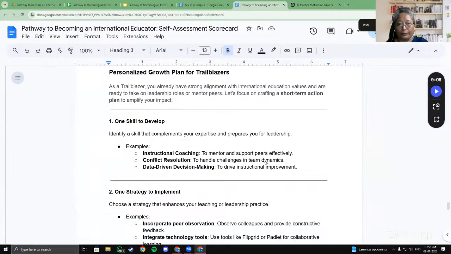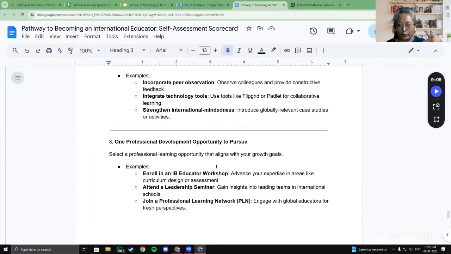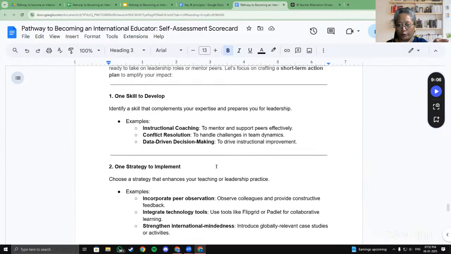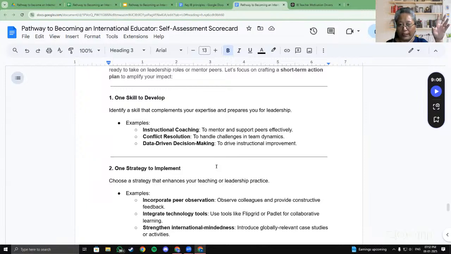What you can do: one skill to develop. I'm just giving you examples, and after this I'm going to put you in groups of two, trailblazers and IB advocates. And then you will write in your own groups your one skill to develop, one strategy to implement, one professional development opportunity to pursue. You just write one and share it with your group. You're going to do that in the group.